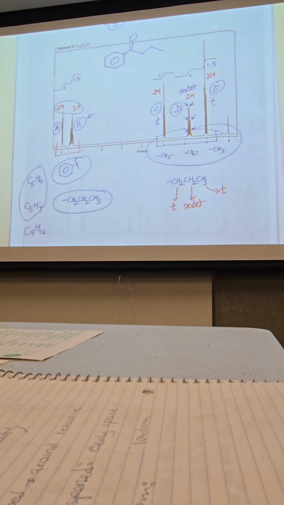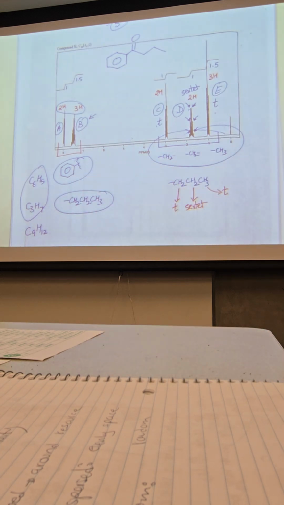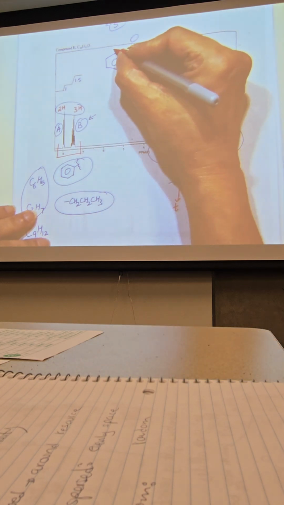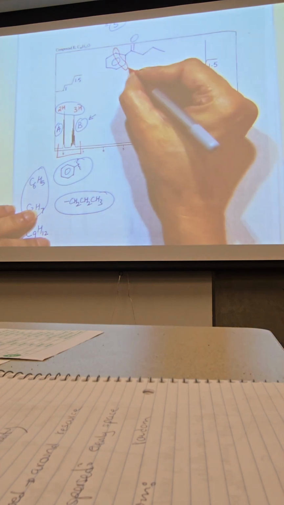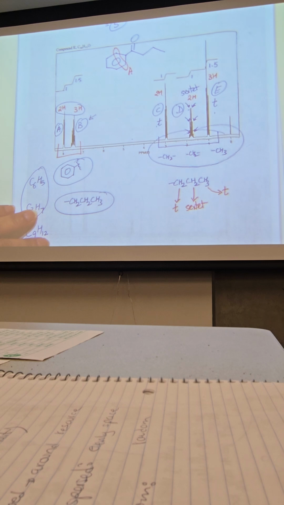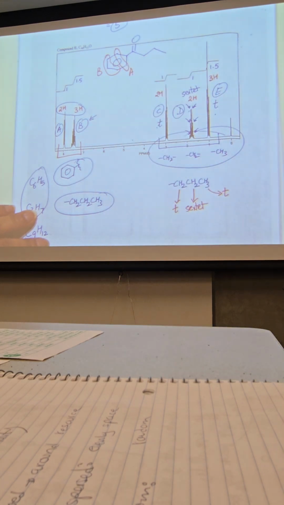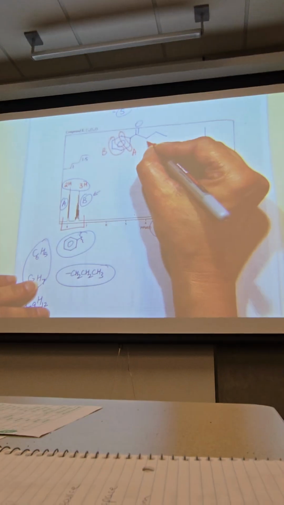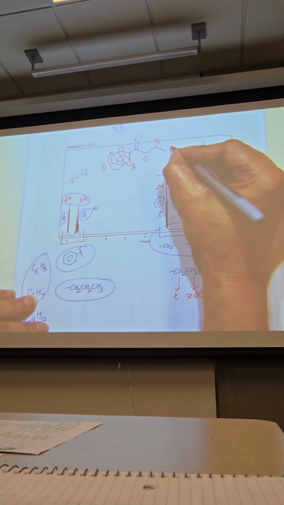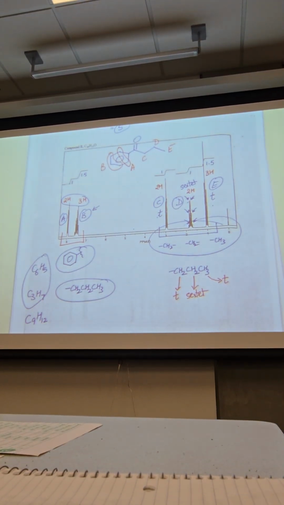Is that agreed? Signal assignments. Where is A? Where are A's? That one. Right? Where are B's? Right? C, D. Everybody okay? Make sense? Yes.